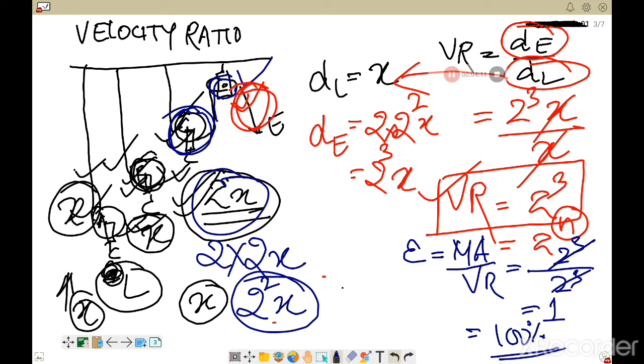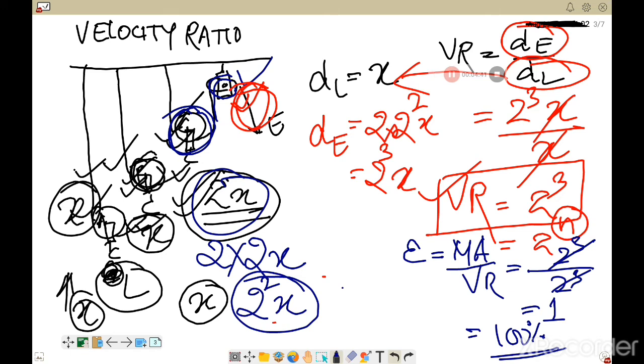But this is not possible in actual practice, isn't it? This is possible only in an ideal situation, that is, there is a pulley which is weightless, and the strings used are inelastic, and there is no friction at all. So this was the study of our combination of pulleys, the first one, that is using one fixed pulley and the other movable pulleys.